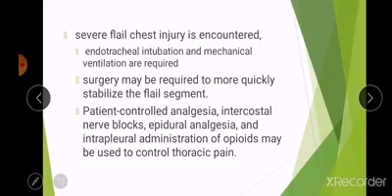Another is surgery. This is to stabilize the flail segment. Pero, this is the last resort, yung surgery. Usually, yung mga chest trauma, ang last resort is surgeries. Okay? Patient-controlled analgesia, yan for pain management. Mga blocks natin, analgesia and opioids.